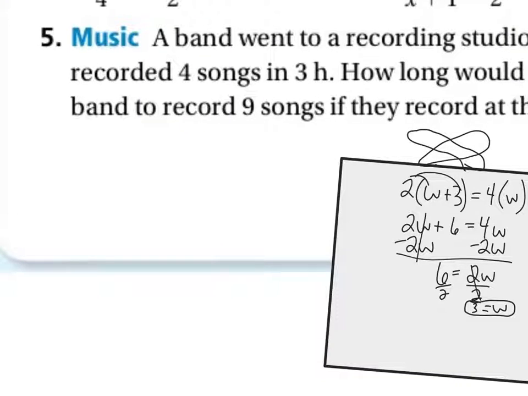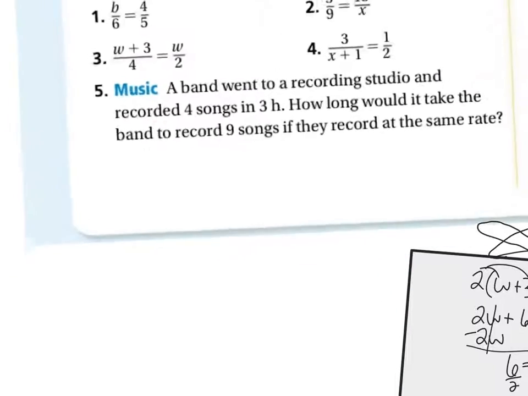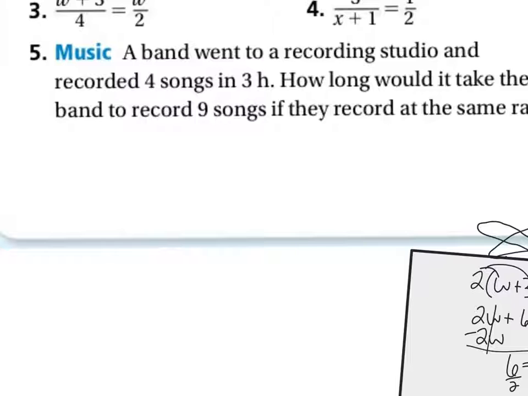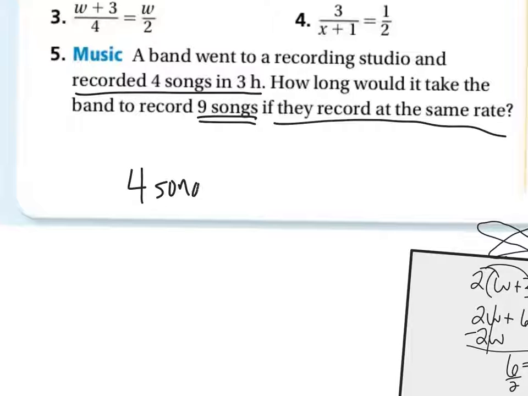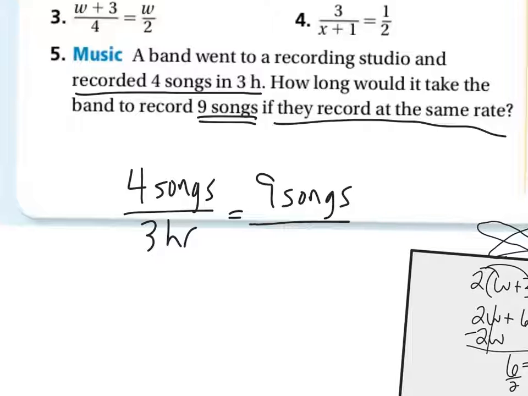Then if we look at number 5, a band went to a recording studio and recorded 4 songs in 3 hours. About how long would it take for them to record 9 songs if they record at the same rate? Okay, this one's not as nice of a pattern. It's not just like, oh, it's 2 times as many songs. So 4 songs in 3 hours, 9 songs in how many hours?